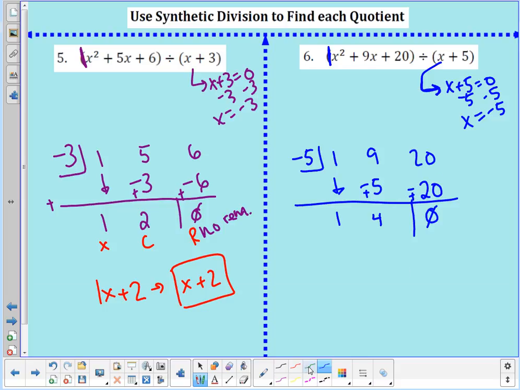Once again, no remainder. So your quotient, that's your remainder, that's your constant, that's your x term. So it's really 1x plus 4, or just x plus 4, because you don't need the 1 in front of the x term.